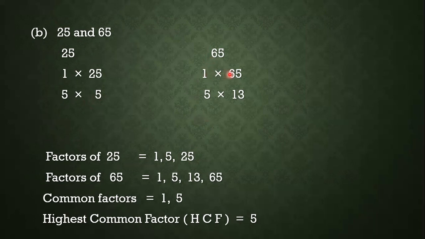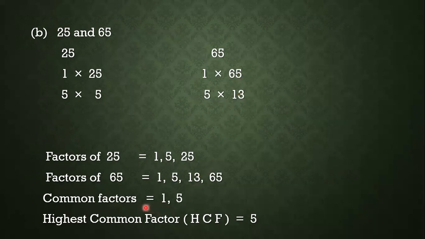Now we will see 65. 1 into 65. Here also, as it is an odd number, 2 is not a factor. Sum of the digits is 6 plus 5, 11, which is not a multiple of 3. So 3 is not a factor. Again, as it is odd, 4 will not be a factor. Now the unit digit is 5, so it will be divisible by 5 and 5 will be a factor. And 13 5s are 65. So 5 into 13 makes 65. So the factors of 65 are 1, 5, 13 and 65.